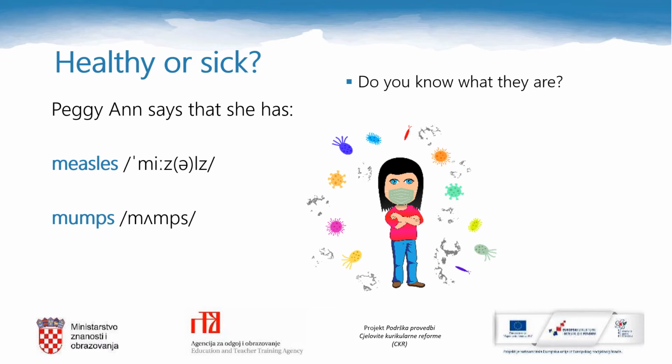Peggy Ann says that she has measles and the mumps. Do you know what they are? Ospice i zaušnjaci. If you don't know the words, please copy them into your notebook and write the meaning into your notebook too.